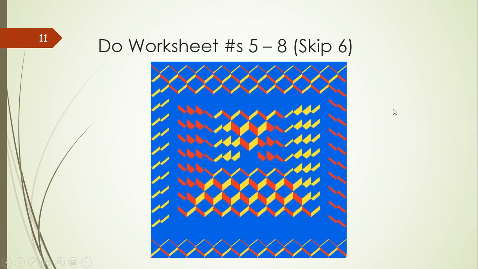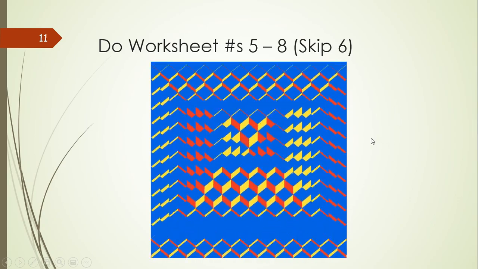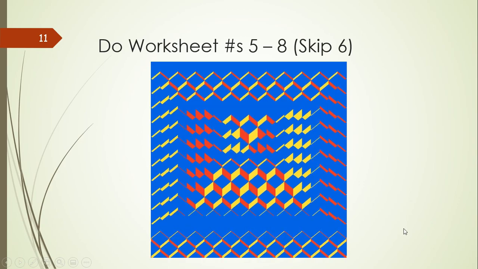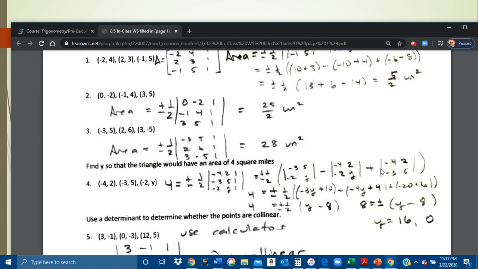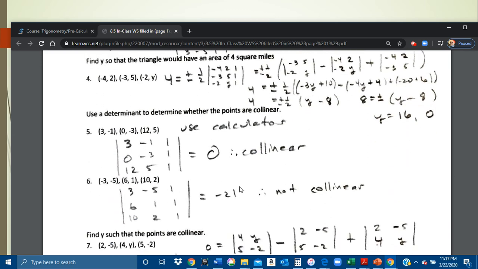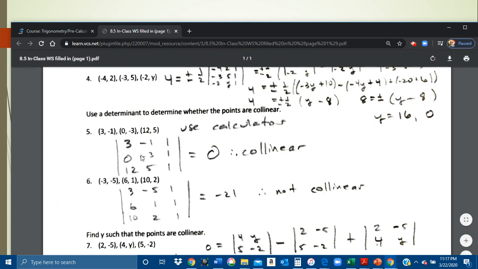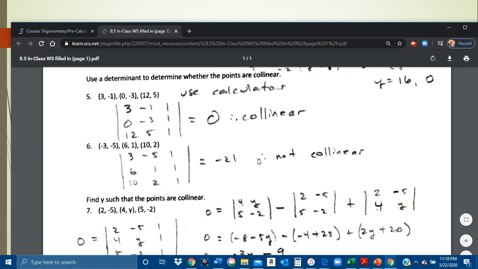So let's take a look at 5 through 8 here. Use the determinant to determine whether these points are collinear or not. I could do it the long way, but I cheated and just used my calculator and figured out it was 0, so therefore it is collinear. Did this one equals -21, therefore it's not collinear. So that was pretty easy. You can try those on your calculator.